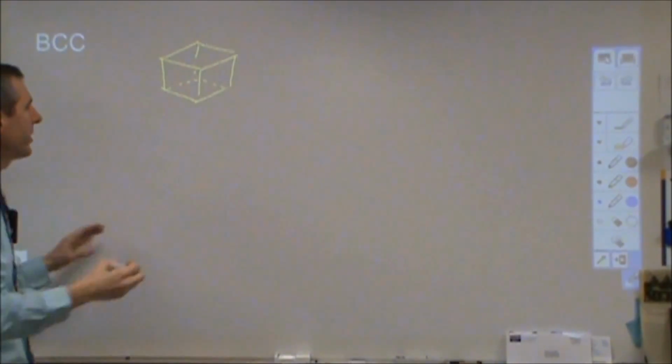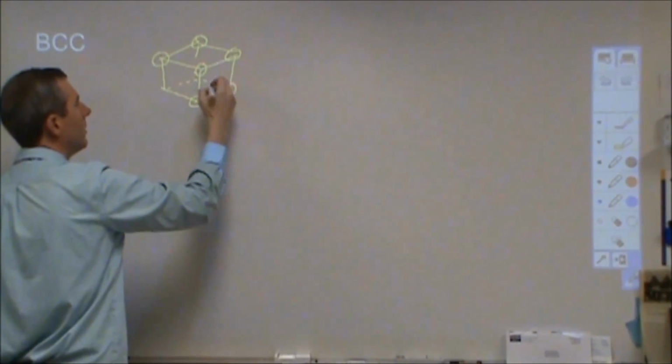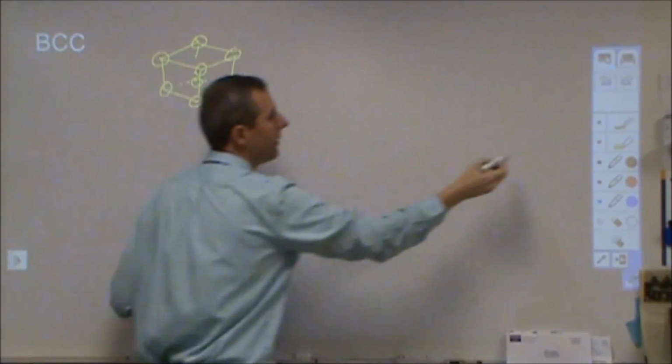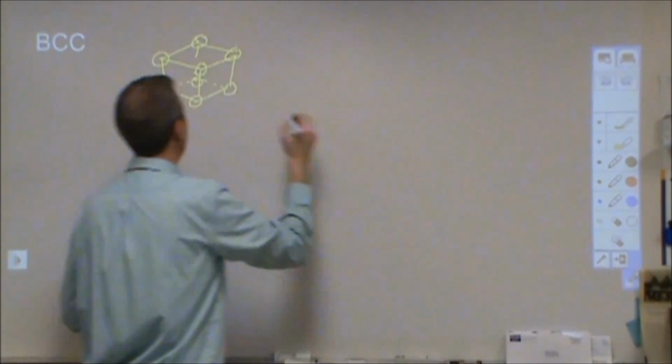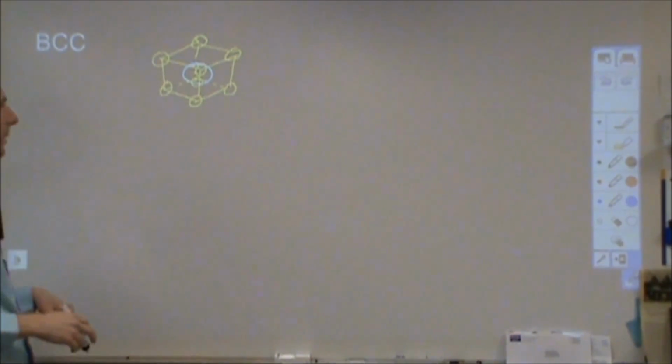Okay, so for a body center cubic, we're going to have 8 atoms, 1 at each corner. There's our 8. And then we're going to have one more that's in the center of the cube. So we'll draw just a really big one there. We won't worry about overlap.